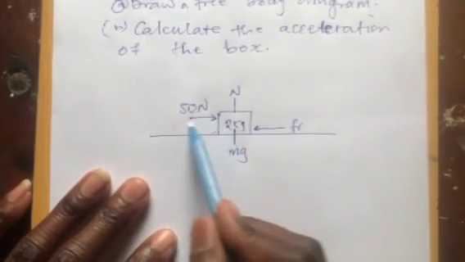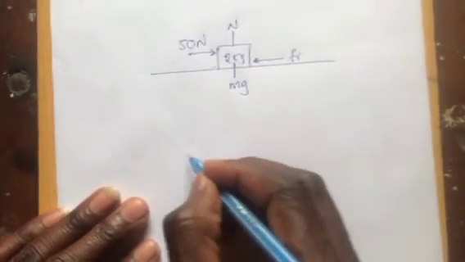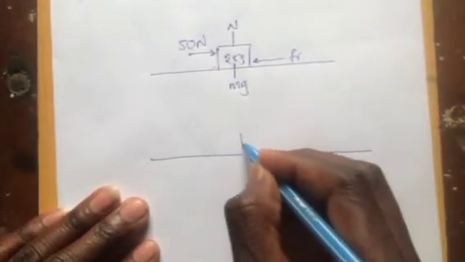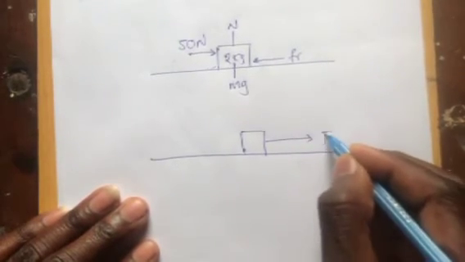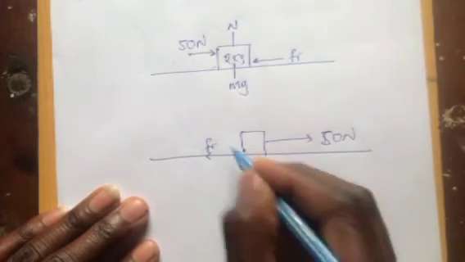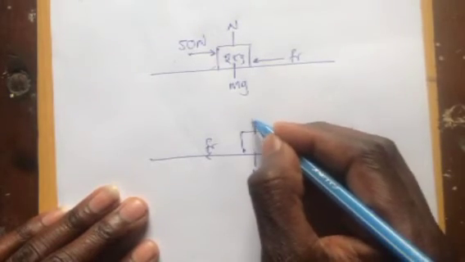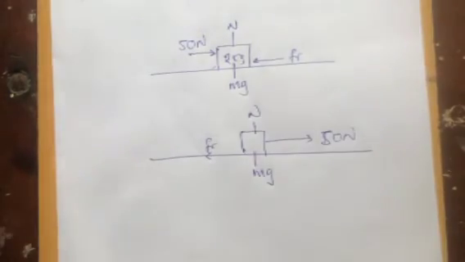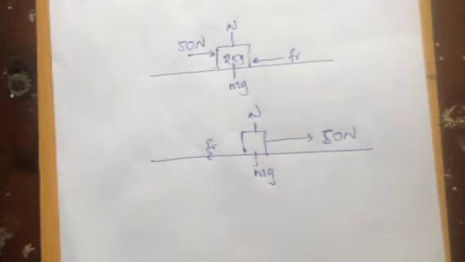So I've just tried to draw these forces like this, but I can draw them in a proper way to show how they are acting on the object. We have this object having this force which is moving in this direction, 50 newtons. We also have friction force pointing in the opposite direction. We also have mg, and also we have the normal force pointing upwards. The reason we have these two forces is because the object is not moving in the y-axis.